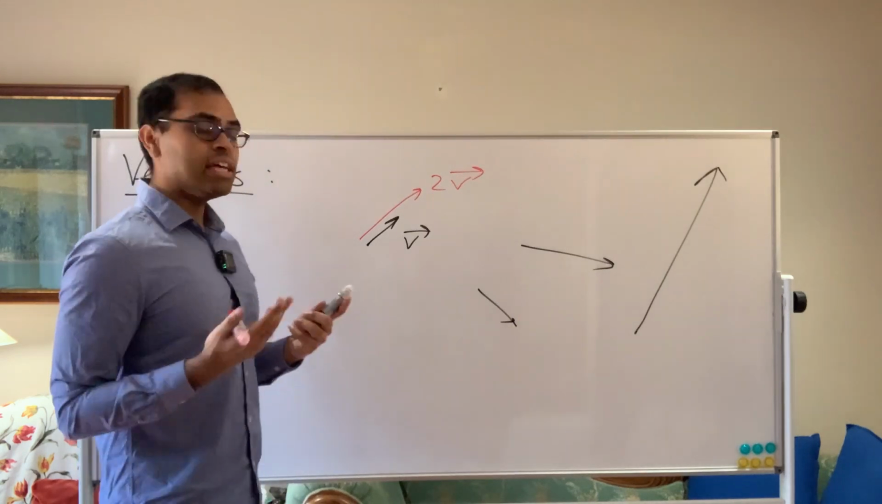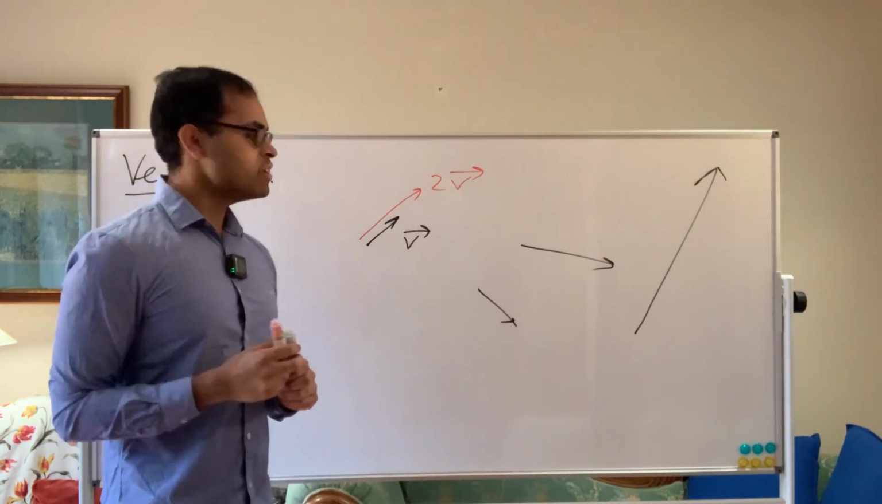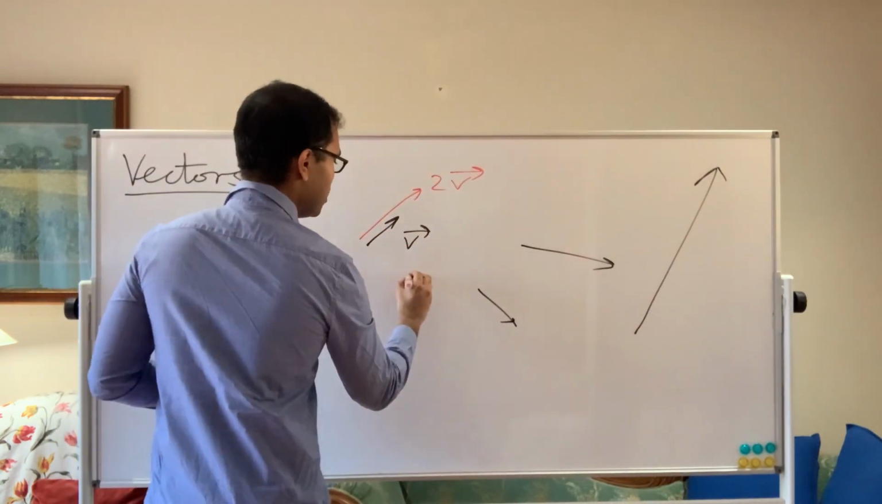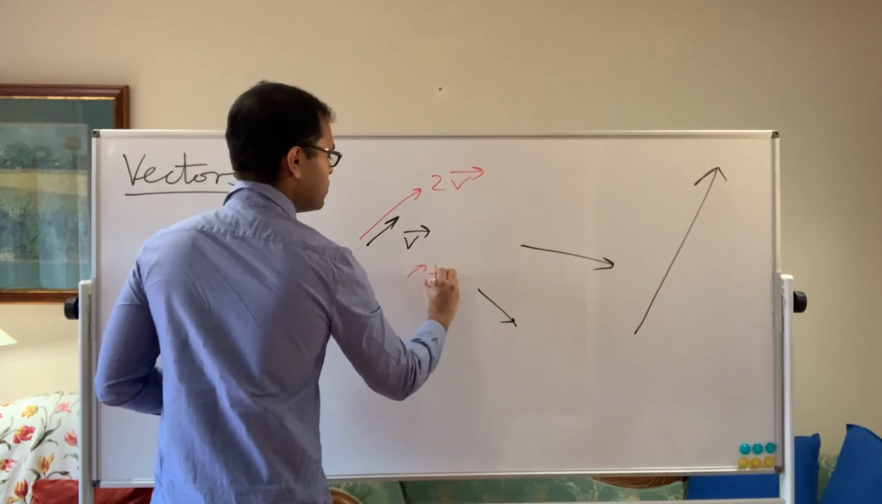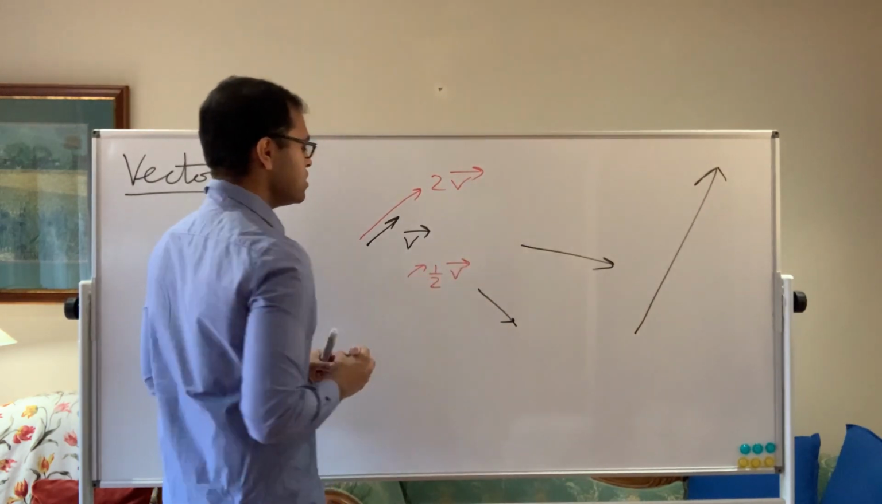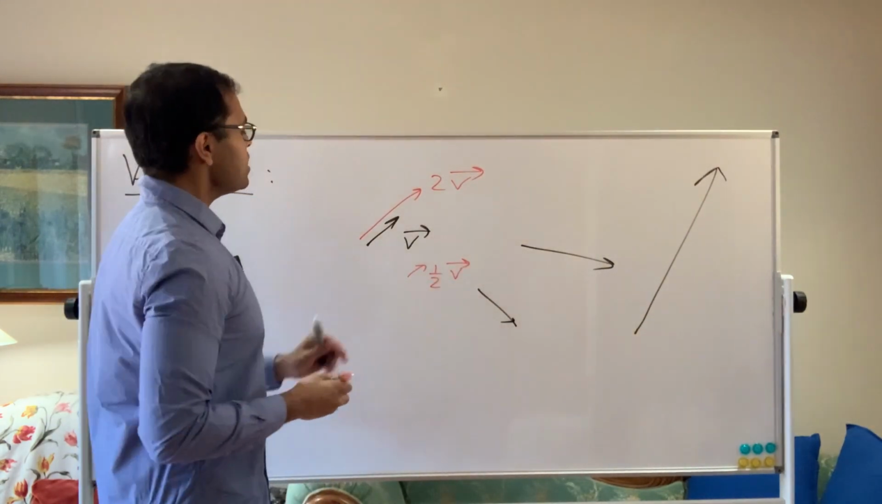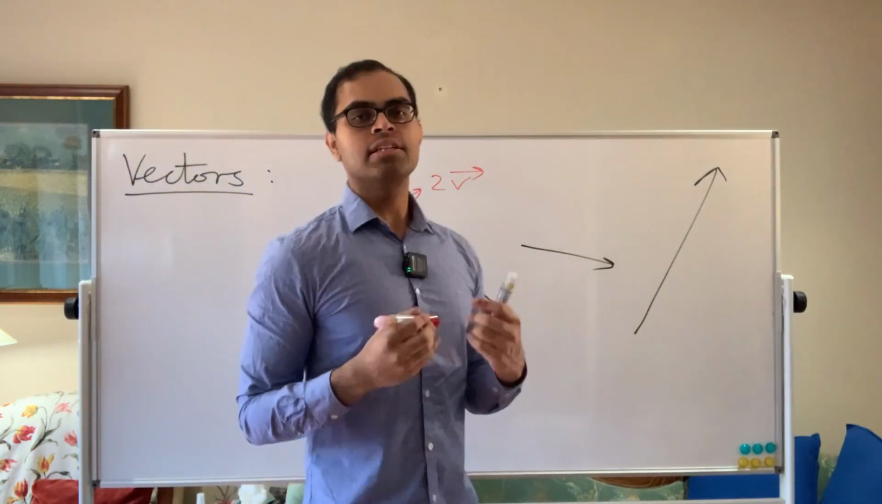You can also scale a vector by a fraction. For example, half times V. So here you have twice V. You could also have a vector which is half the length of V, but in the same direction as V. This is called half V. Okay, so here are examples of scaling vectors by numbers.